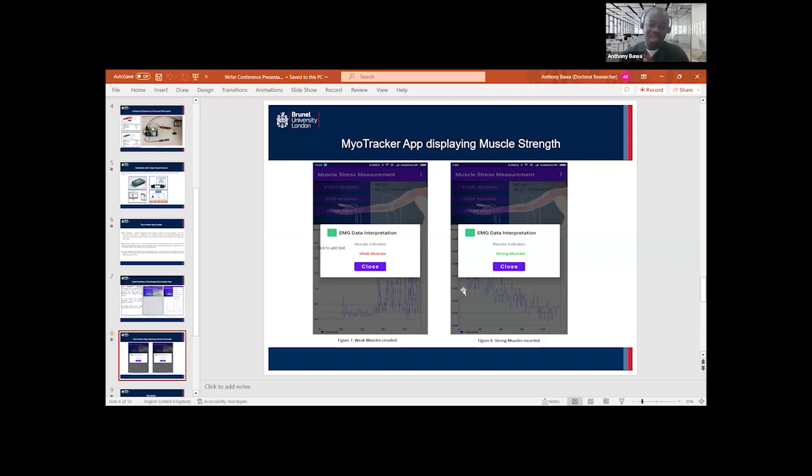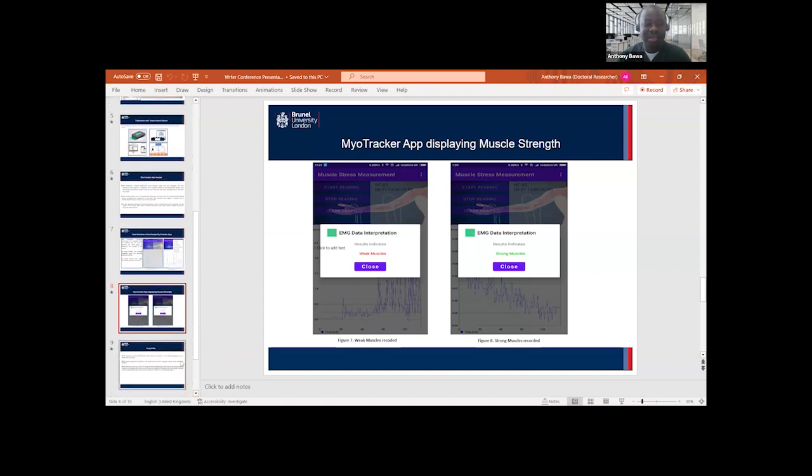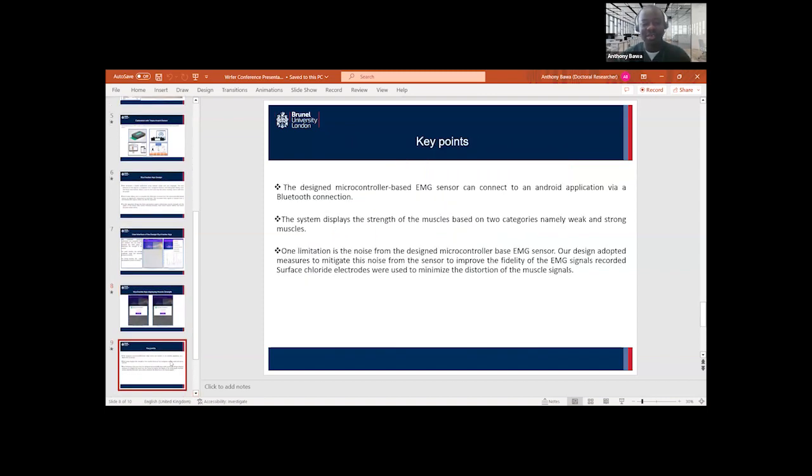Here we gave you two examples of muscles being recorded, weak muscles and strong muscles from a patient. The main highlight of this research was to see how we could fabricate a low-cost EMG sensor connected to an Android app, allowing the user to measure the muscle signals in real time and display the strength of the muscles. So you can say it's strong muscles or weaker muscles, and how the patients are recovering in the process.